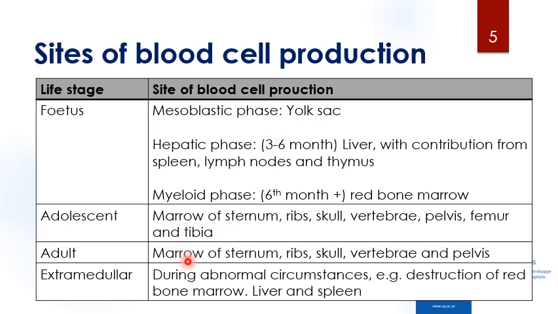During abnormal circumstances, the liver and the spleen can resume producing blood cells, and this is known as extramedullary haematopoiesis. And this is typically a sign of a pathological condition that has caused the destruction of your bone marrow, and that's why these other sites will then have to take over to produce your blood cells.